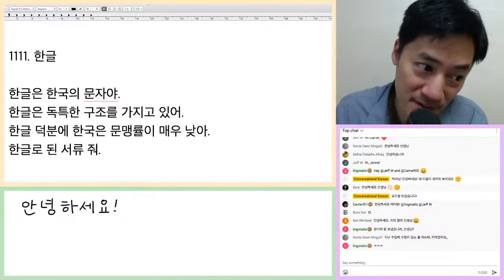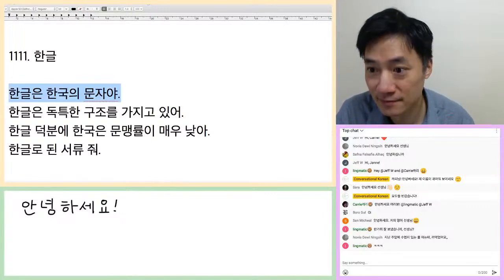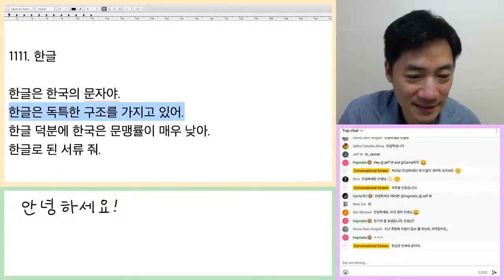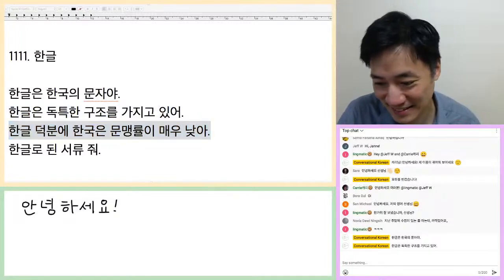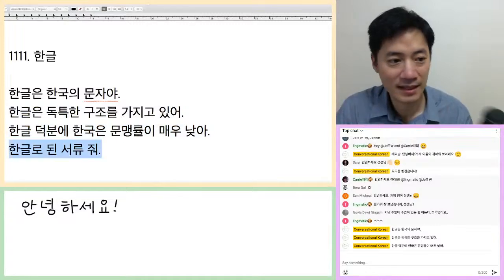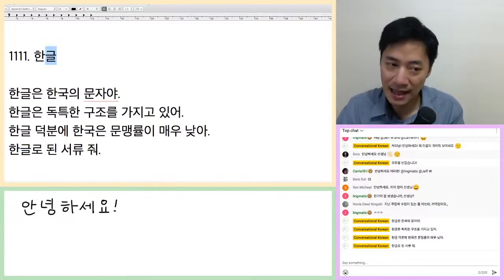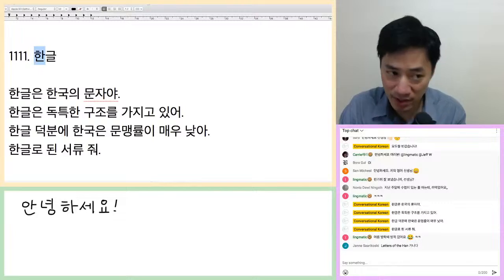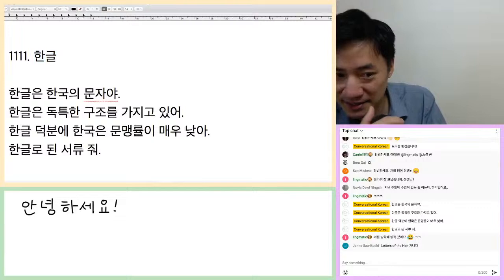네, we have four examples here. 한글. 글, 글 is like article, like written, writing, something like that. 한, of 한국, kind of like 한국, the name of country. 한, so like Korean alphabet, practically Korean alphabet.